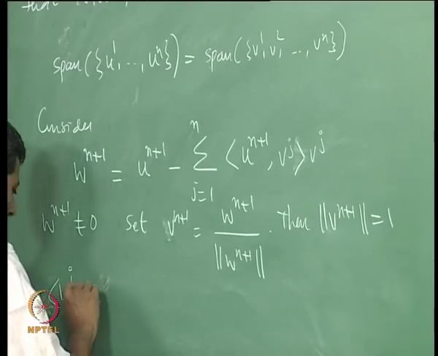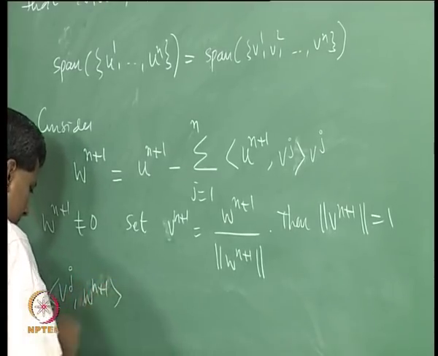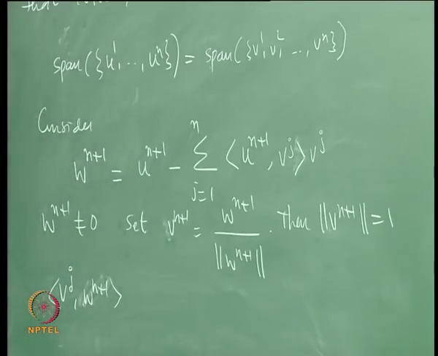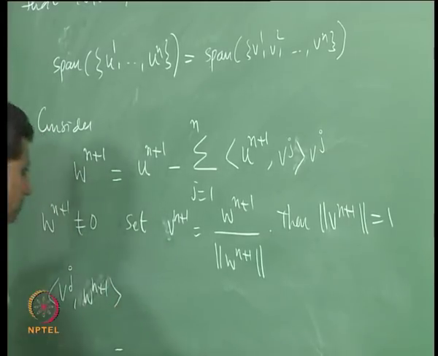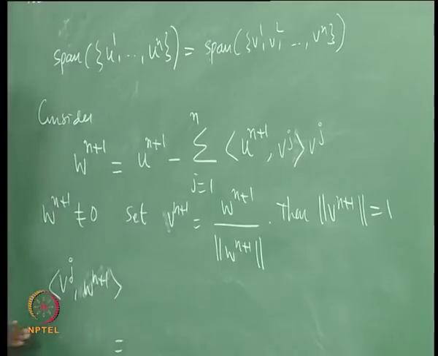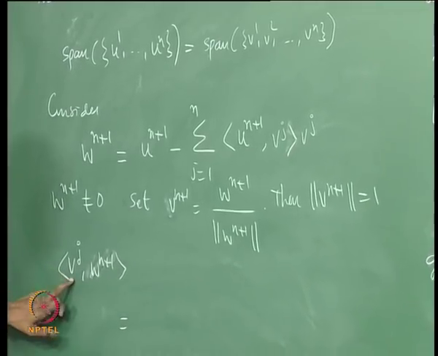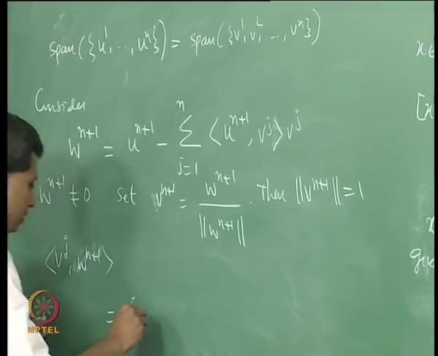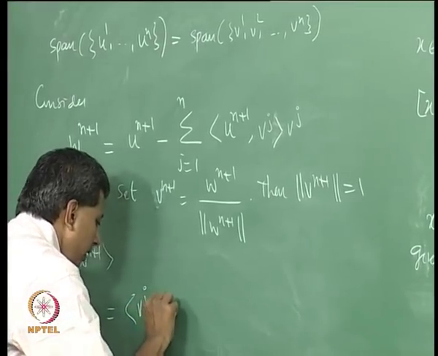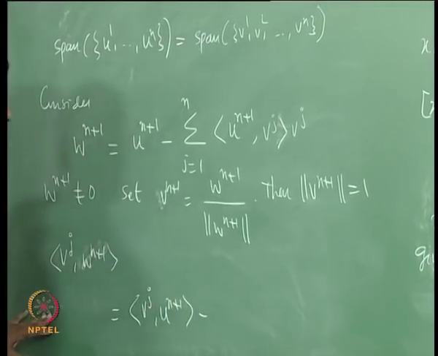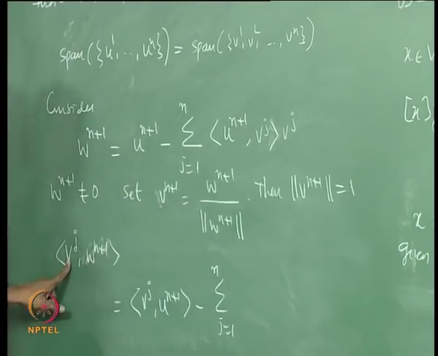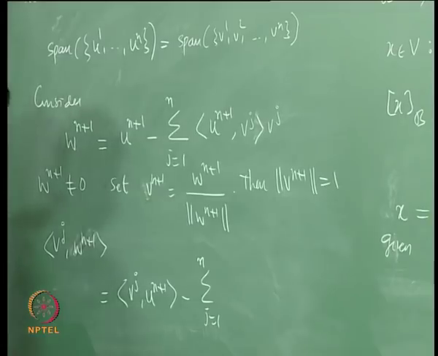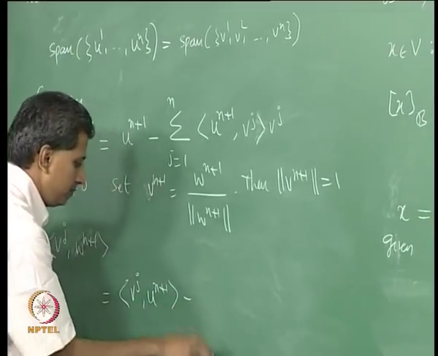Okay, look at ⟨vj, wn+1⟩. I am doing it for the first argument. So using this formula, it is ⟨vj, un+1⟩ minus the summation j equals 1 to n, and that is the first argument, so this will go out with a complex conjugate. Can you see that this is what we have?